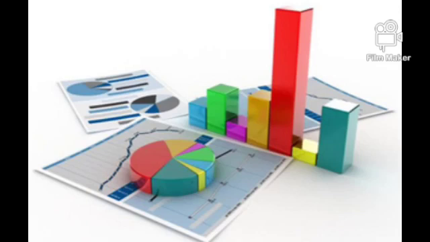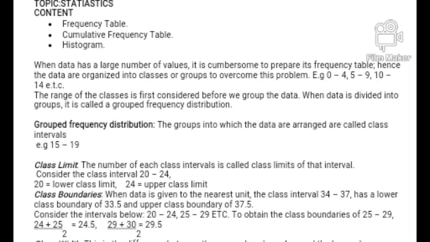And this week we'll be looking at another topic, and that is statistics. Now, when data has a large number of values, it is cumbersome to prepare its frequency table. Hence, the data are organized into classes or groups to overcome the problem. And that's why we have what we call grouped frequency distribution.